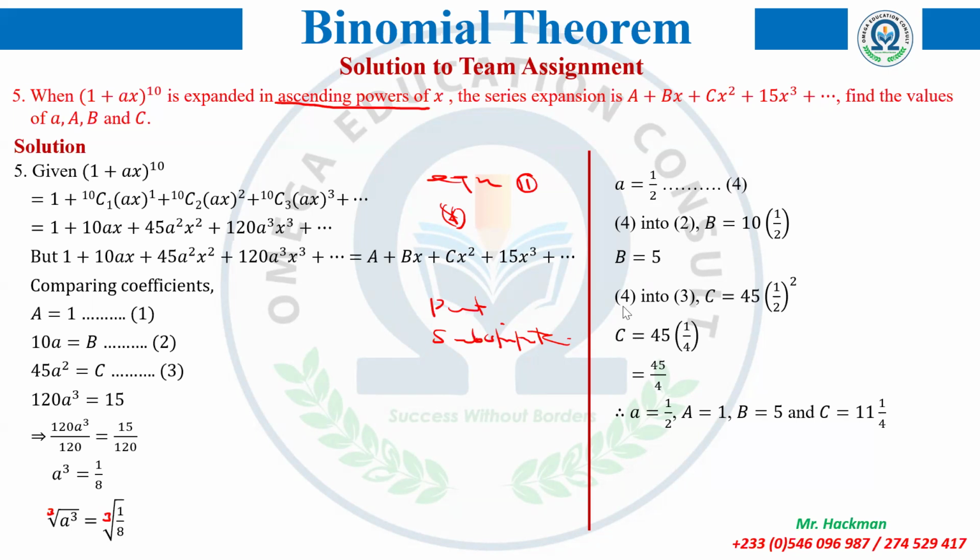Now if you want to find your C, it also depends on A. So it means if the small a value is wrong, automatically B will be wrong and C will be wrong, because the two depend on what? On the a. So in that case, you are going to get C to be equal to 45 into half squared, which is your a. If you substitute, you put it in brackets. So that will give us 45 into, push the power in, and that will give you 1 over 4. Then you are going to get C to be equal to 45 over 4.